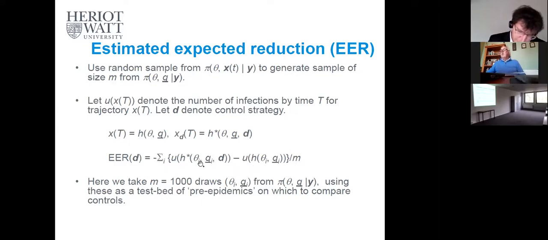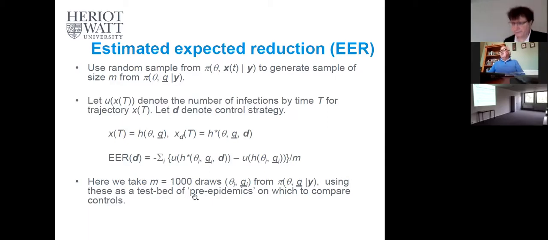Now, what we're hoping is that the high correlation that one then gets between U for different controls, by virtue of the coupling by theta and Q, is going to give us a very small variance. So you can think of these 1,000 draws as giving us, if you like, this set of pre-epidemics. Once you've done that, you don't then need to do any more stochastic simulation, because every calculation that you do from this point forward will just be a deterministic calculation based on 1,000 draws.